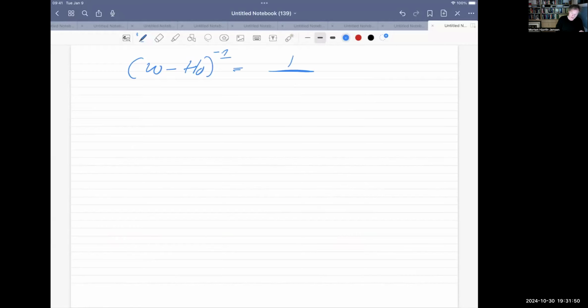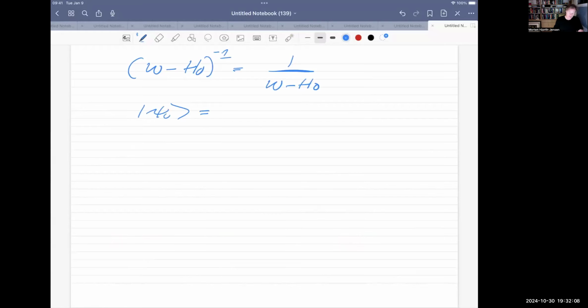So we want to write it as omega minus H0. So this is a matrix, if H0 is given by a matrix. So we can then rewrite this psi 0. We assume that this inverse exists.